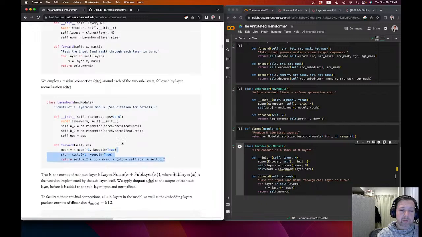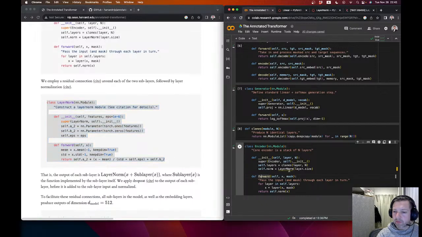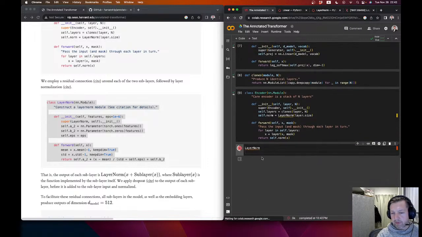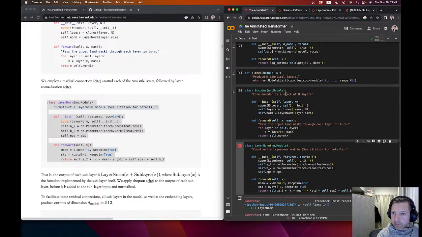Well, I guess they implement kind of their own class here. Maybe this isn't the PyTorch layer norm then. Let's just check that. It's probably undefined. Yes, okay, so this is this and not the PyTorch one.